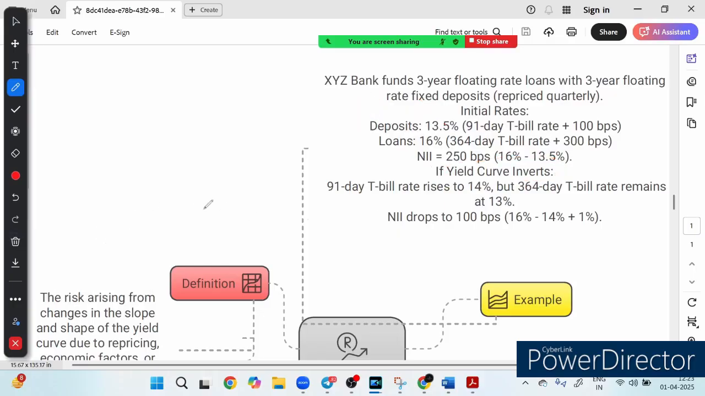The NII gets reduced because now the deposit is repriced at 14%, but the loan rate is still 16%. So the NII is 16 minus 14%, which is 2%. In this case you can see NII drops to 100 bps, right? So it drops to 100 bps. What does it mean? That profitability shrinks. This is how yield curve risk plays out.